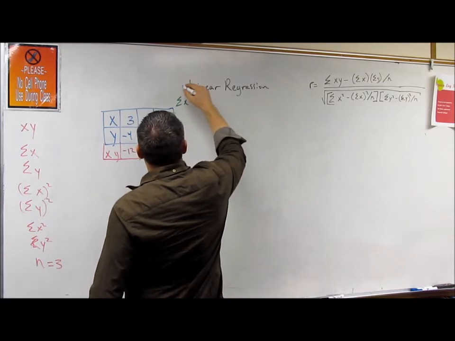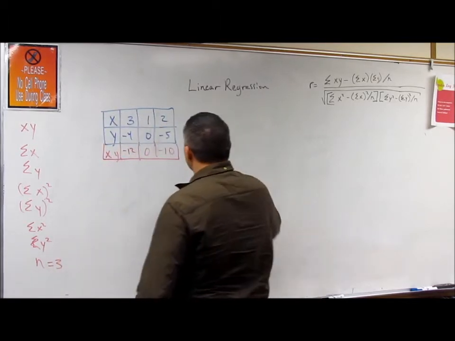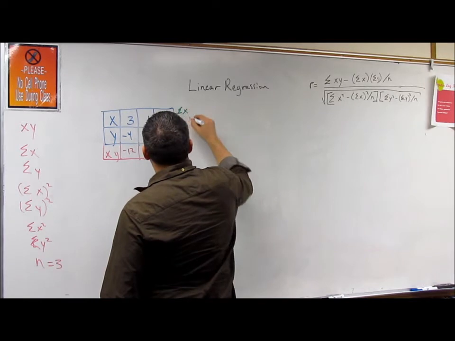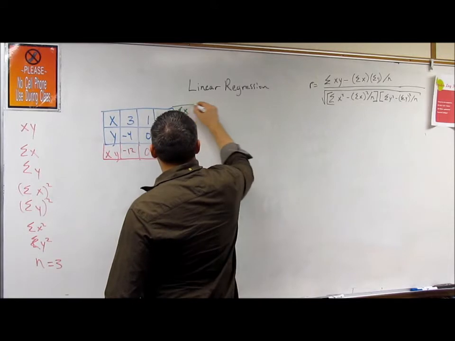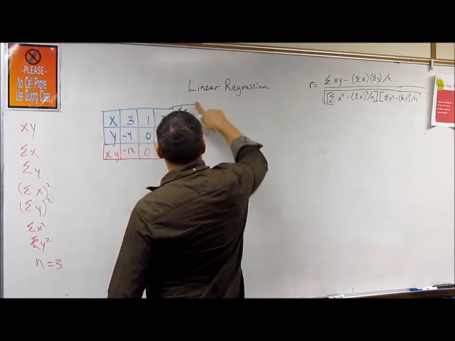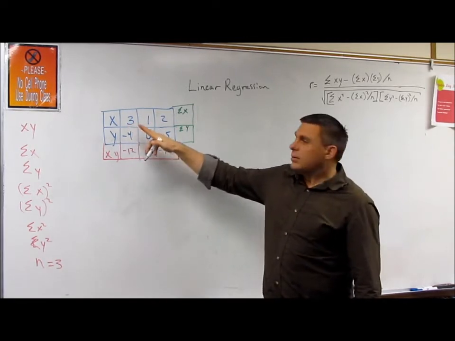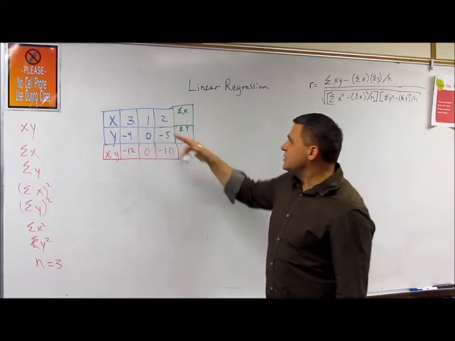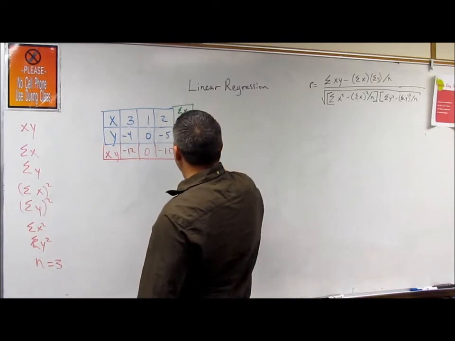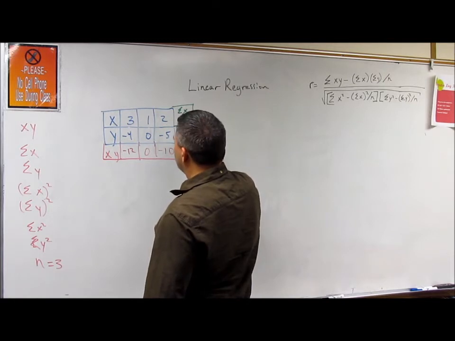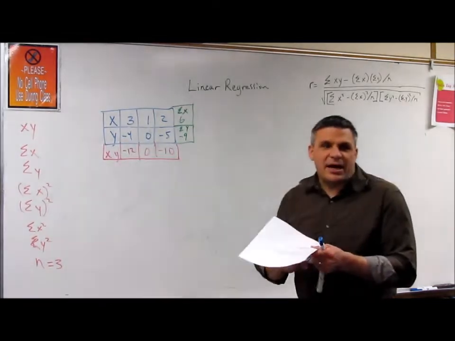And the sum of the y's. So instead, let's look at it as the sum of the x's and the sum of the y's, right? Now all I have to do is say, what's 3 plus 1 plus 2? That's 6. And the y's: 6, 0, and -9. Okay.